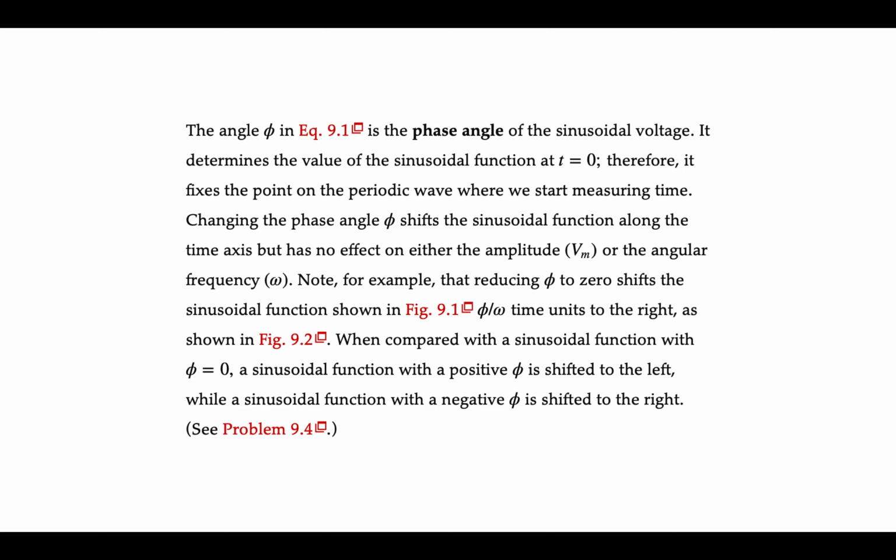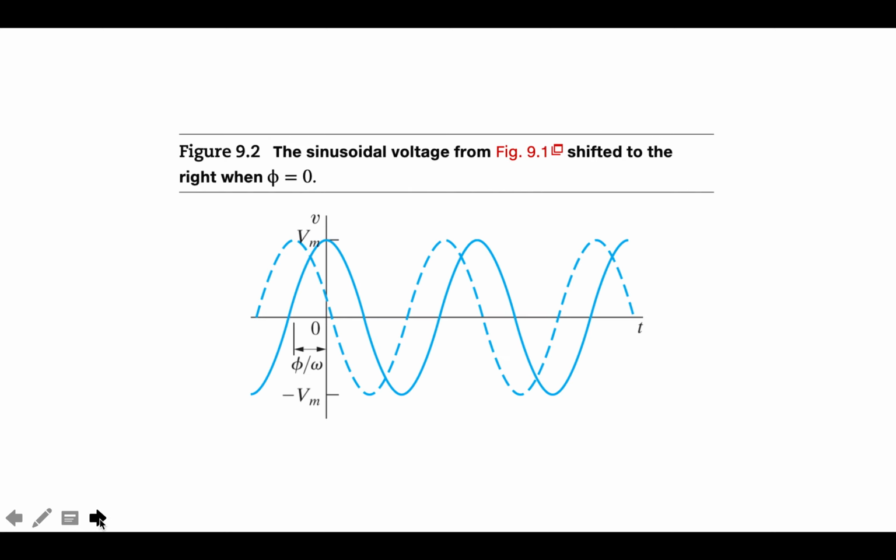It does not change the frequency omega, nor does it have any effect on the amplitude. All it does is shift either to the left or the right. So reducing phi to 0 shifts it phi over omega time units to the right. So when compared with the sinusoidal function with phi equals 0, as we said before, if you have a positive phi, it's shifted to the left. If you have a negative phi, it's shifted to the right. So this last sentence is the thing to look at for that.